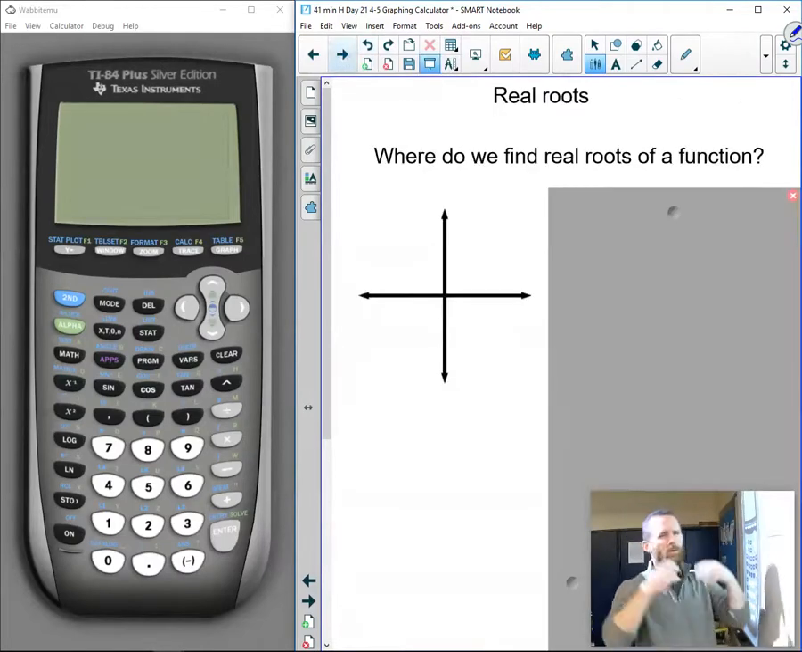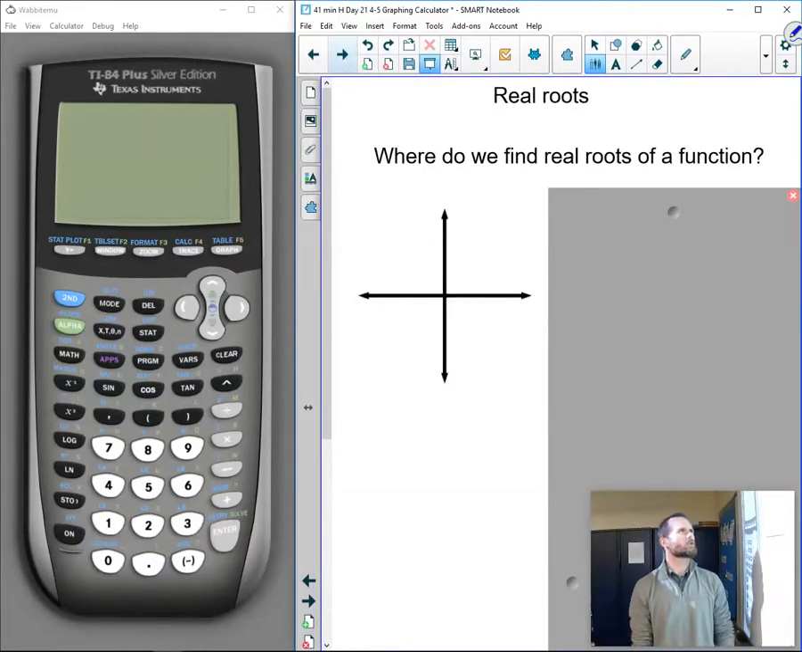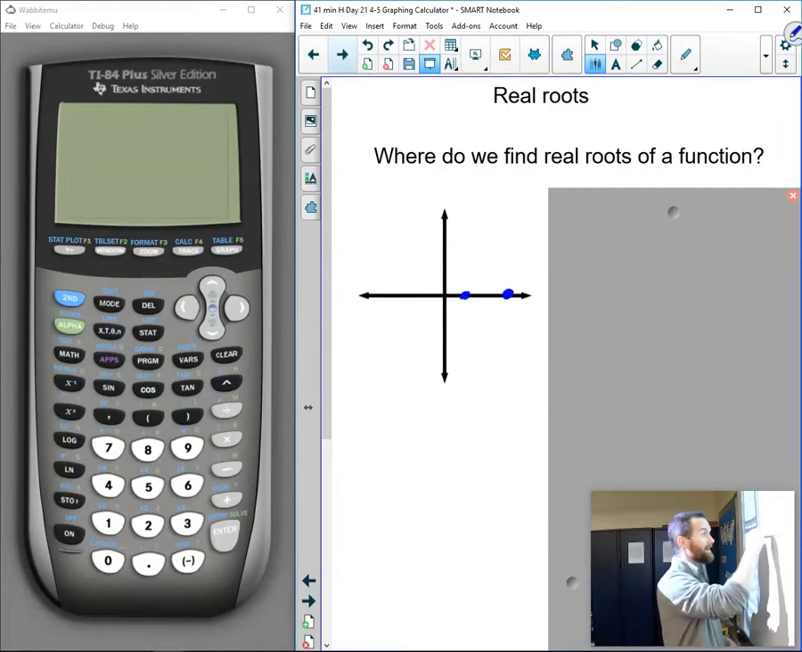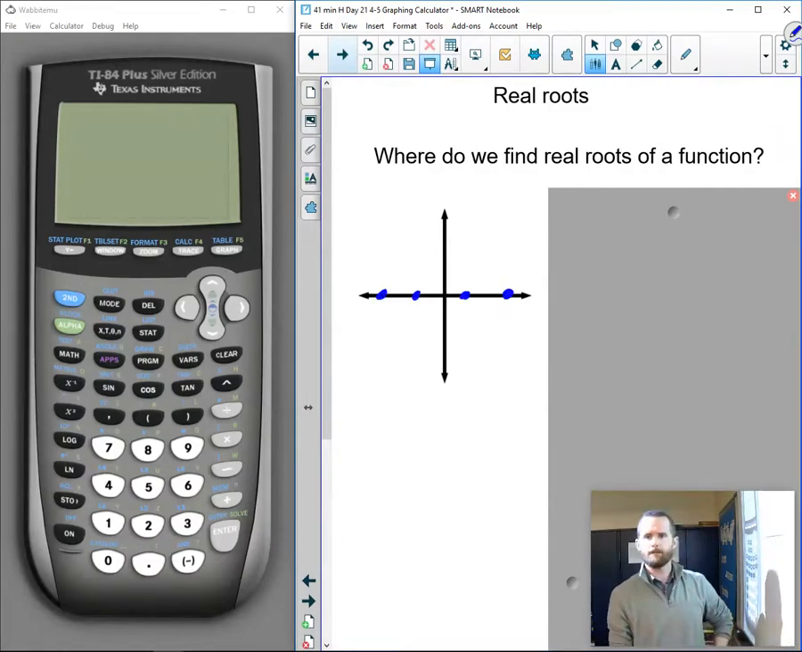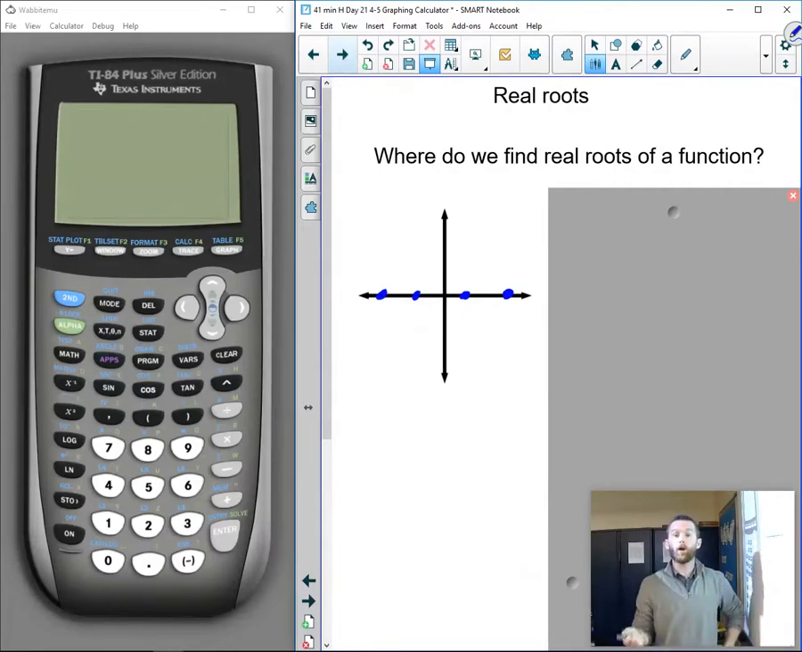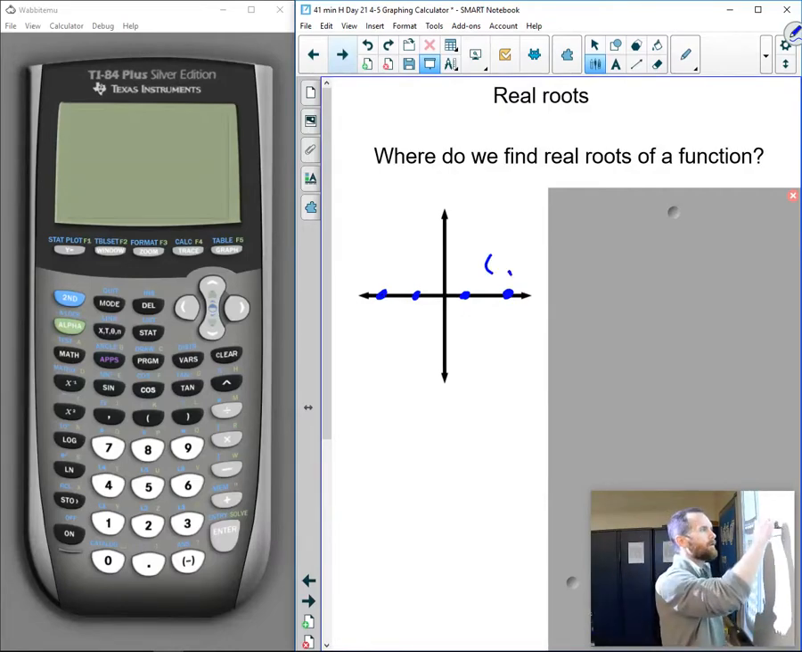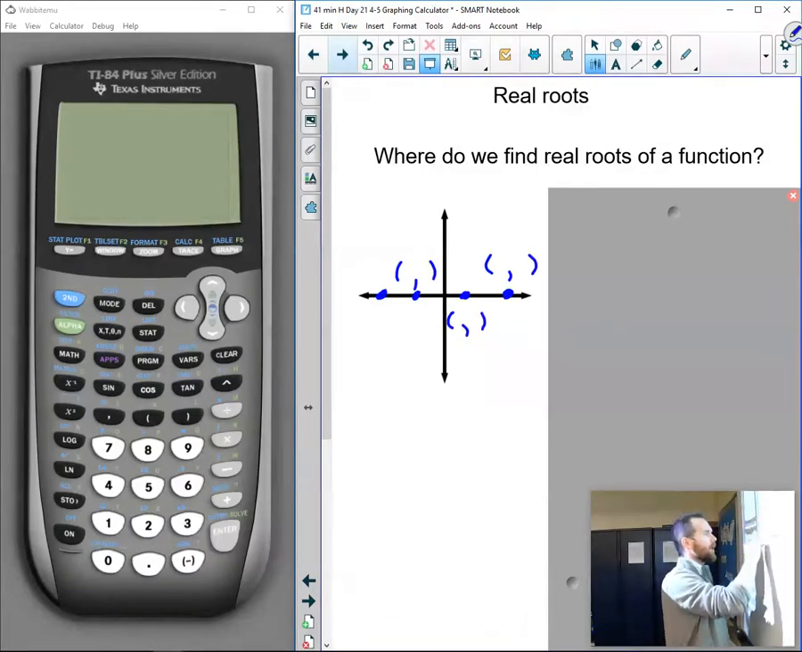Now let's keep that in mind as we remind ourselves what real roots are. We already reviewed what they are. They're x-intercepts. They're zeros. But if we had a graph, where do we find the real roots of a function? Well, if the real roots are the x-intercepts, they're going to be somewhere on the x-axis. Like all those points right there are real roots, which means these real roots are all going to have something in common when it comes time for the ordered pair. All of these real roots are going to have a y value of 0.